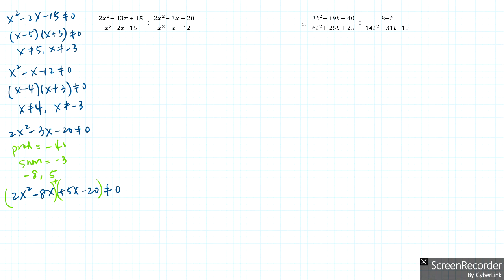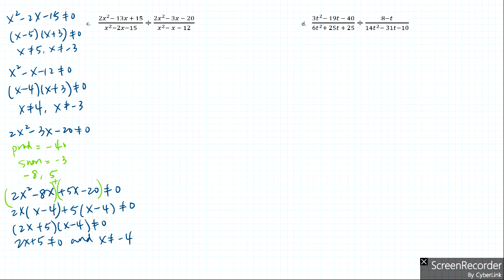And for the first group, we have a GCF 2x times x minus 4. Second group, we have a GCF of 5. Left us with x minus 4 again, and that's not equal to 0. So to write in the factored form, 2x plus 5 and x minus 4 doesn't equal 0. So we can solve each linear equation and get x doesn't equal negative 5 over 2 and x doesn't equal negative 4.